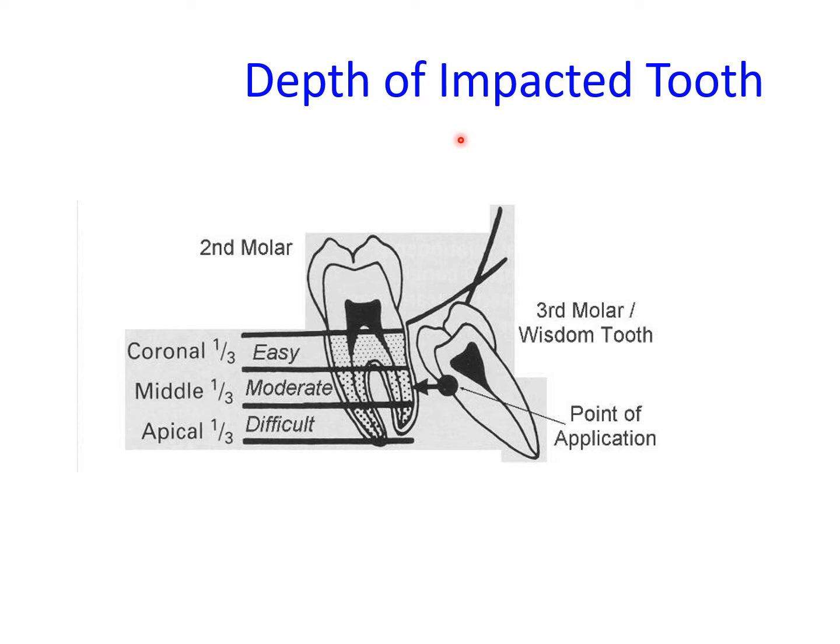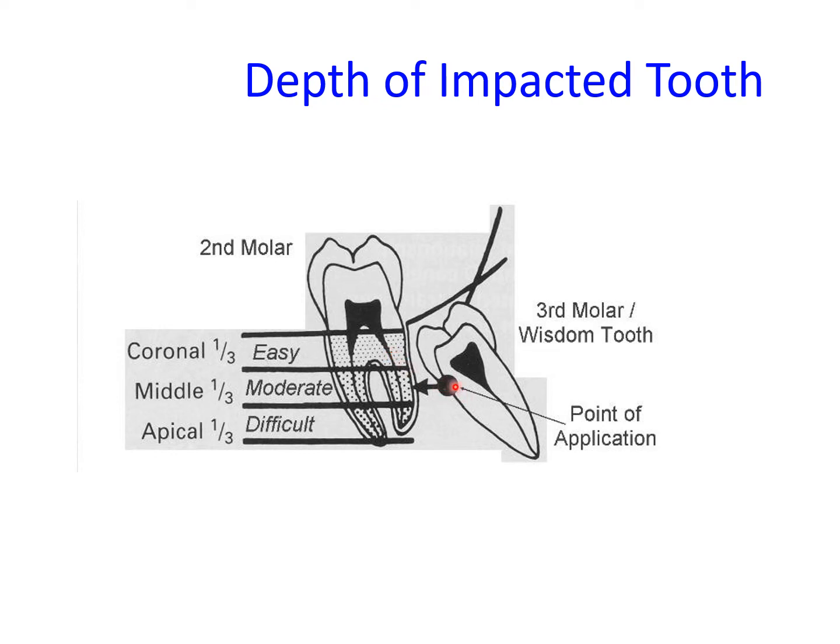Next, you need to assess the depth of the impacted wisdom tooth in the bone and its relationship to the adjacent second molar. So think of an imaginary point of application close to the CEJ on the impacted wisdom tooth and relate it to the adjacent second molar roots. If the point of application is at the level of the coronal third of the roots of the second molar, then generally that is considered to be a relatively easier surgical extraction.